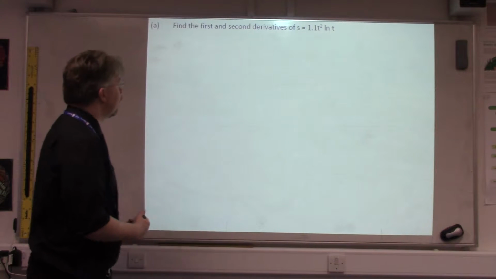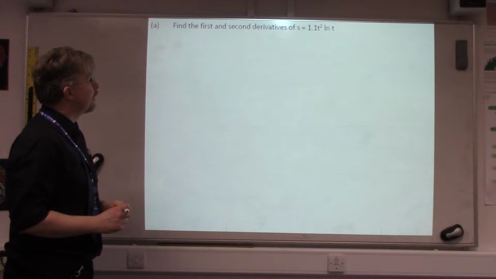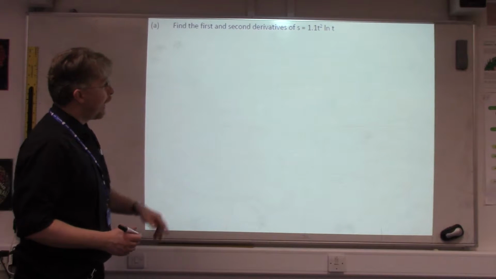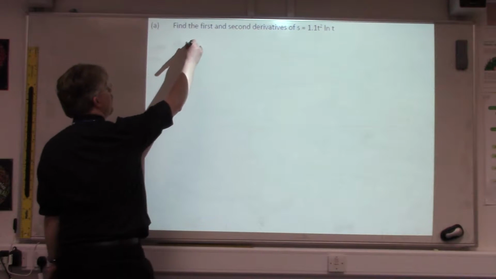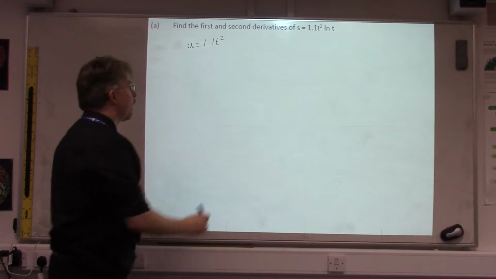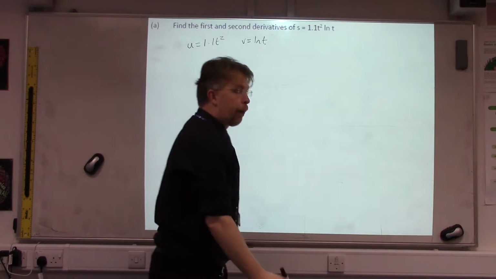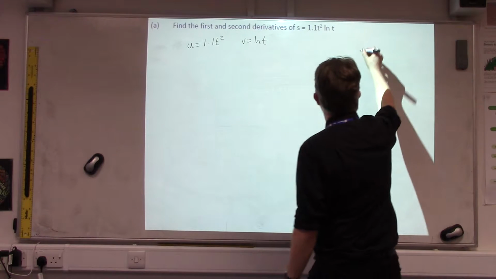So again, as usual, for the last few sections, and until the end of Section A, we need to find the first and second derivatives of a function. Again, this is a product, so the u is the first function, 1.1 t squared, and the v is ln t. So we use the product rule, and we need to differentiate various functions.